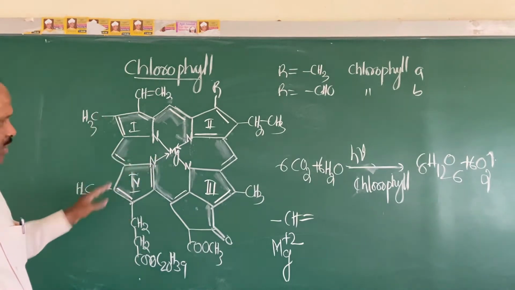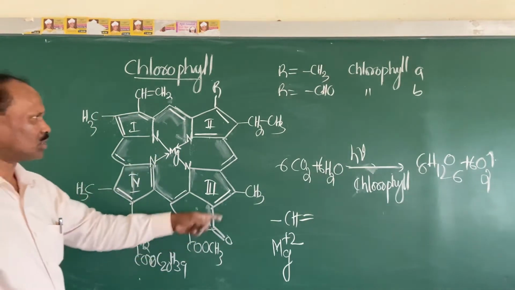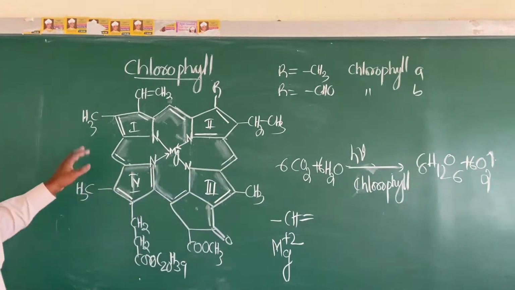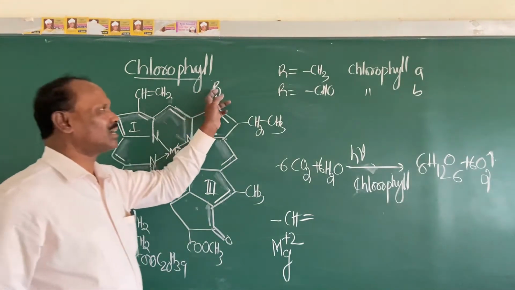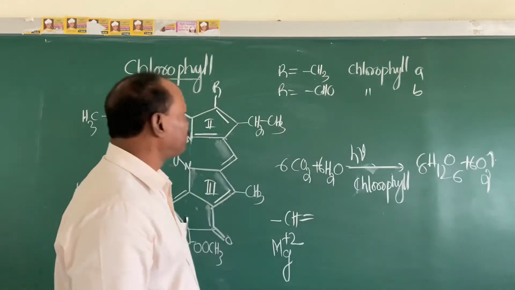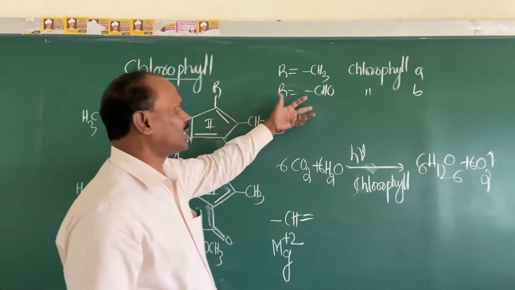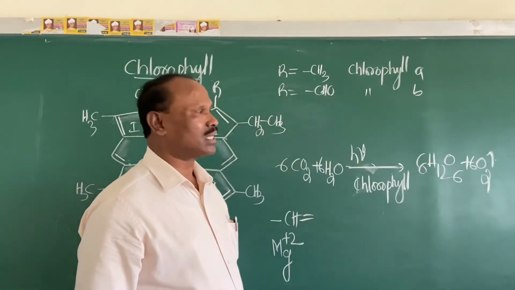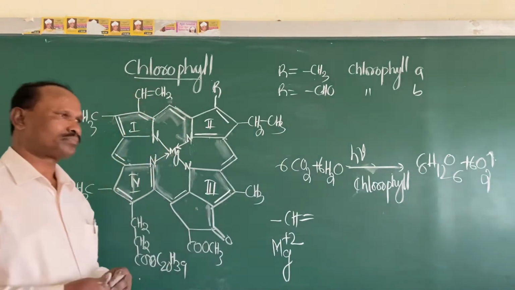So this is the structure, and these are the various substituents that are there in the chlorophyll, right? This R I have written: if R is equal to a methyl group, it will be called chlorophyll A. If R is equal to an aldehyde group, it will be called chlorophyll B.